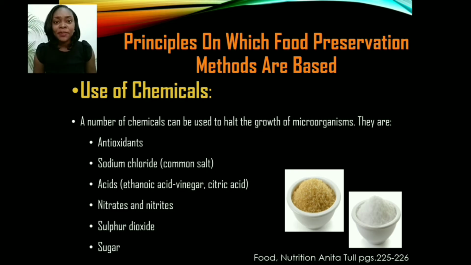Now, the next principle that we'll be looking at is the use of chemicals. A number of chemicals can be used to halt the growth of microorganisms. They are antioxidants, sodium chloride, commonly known as common salt, acids, which includes ethanoic acid, which is from vinegar, and also citric acid, nitrates and nitrites, sulfur dioxide, and also sugar.